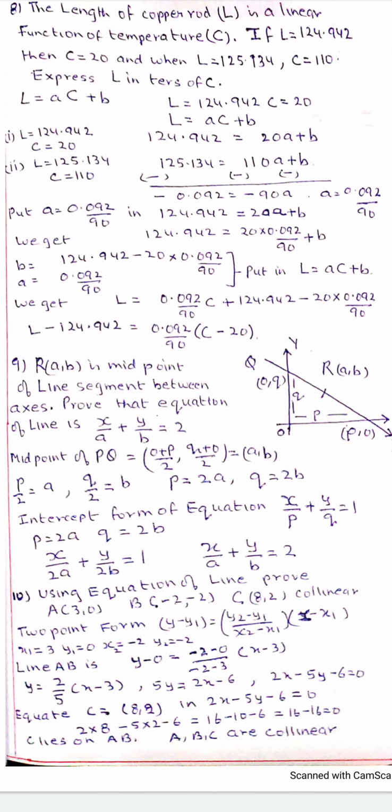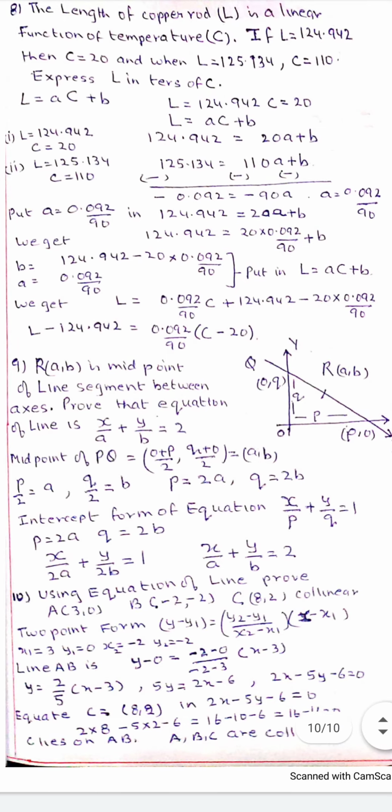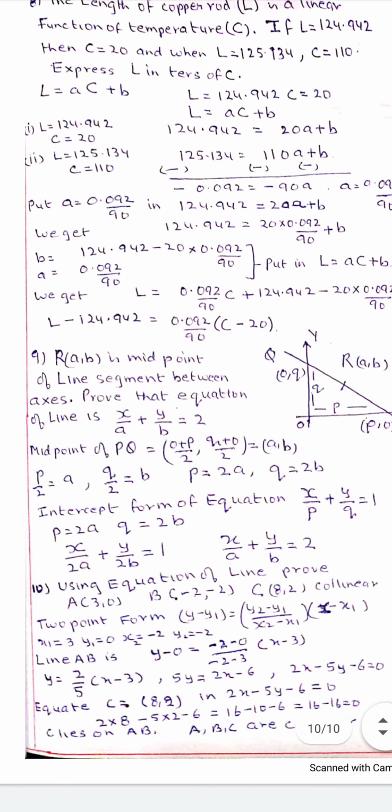L minus 124.942 is equal to 0.092 upon 90 (C minus 20), taking it common. This is the required equation.